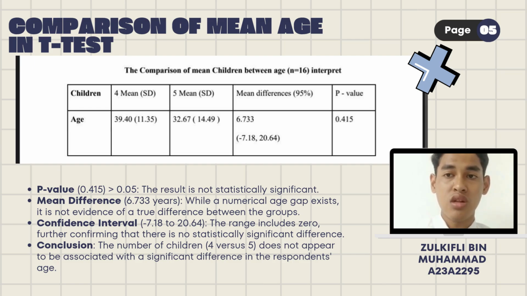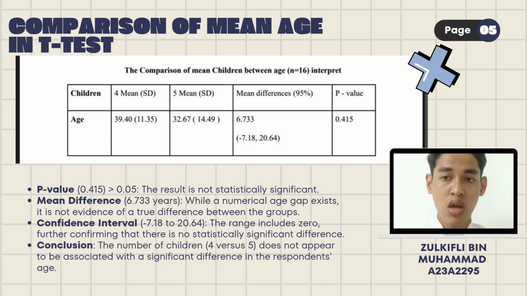I will present the result of our age comparison analysis, specifically looking at the difference in age between the respondents with 4 children and those with 5 children. As shown in the table on the slide, the mean age for the group with 4 children is 39.40 years, while the group with 5 children has a mean age of 32.67 years. Roughly speaking, there is a mean difference of about 6.733 years between the two groups.